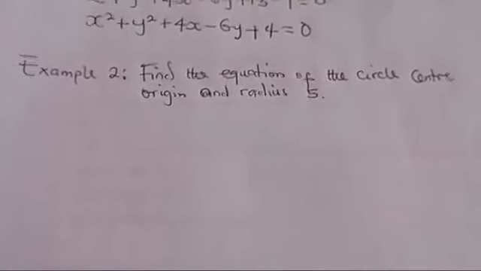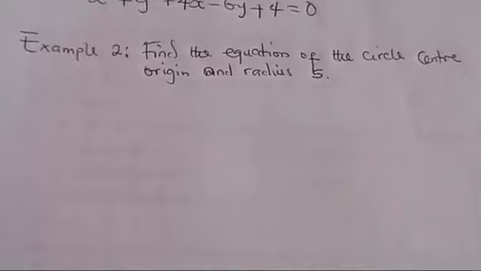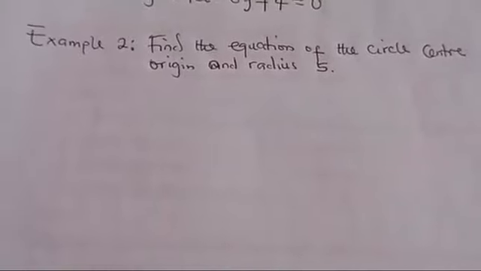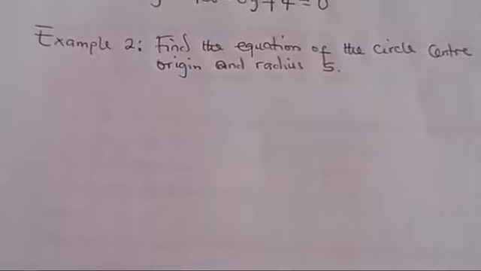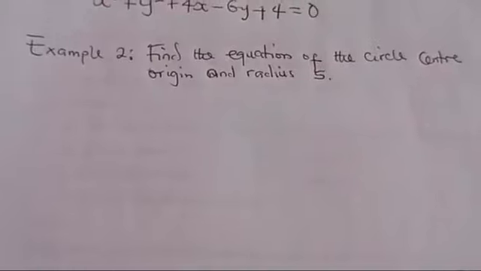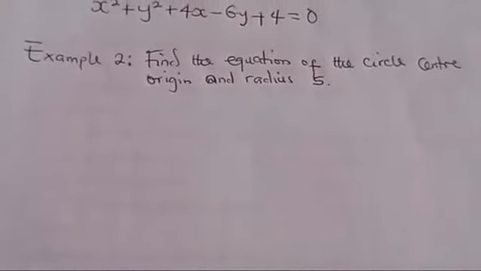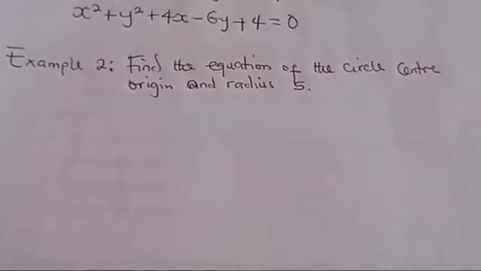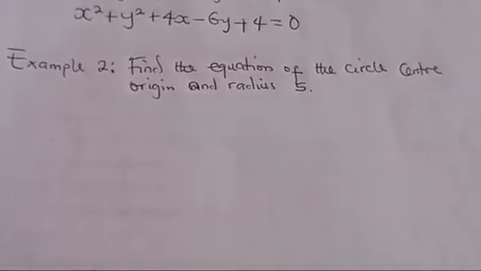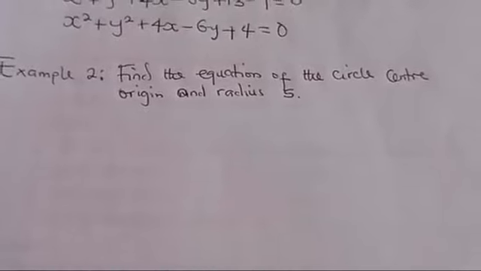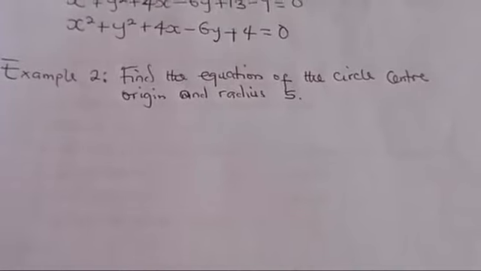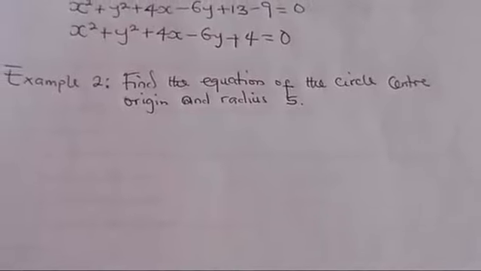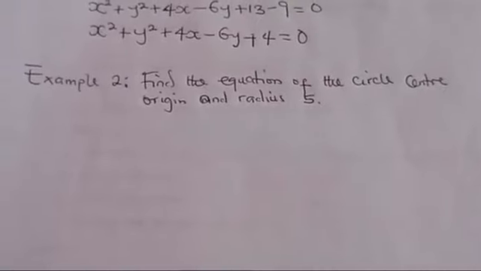Example 2. We are to find the equation of the circle with center origin and radius 5. Remember while we were looking at the introduction, we did say when the center of the circle is given to you as origin, r squared will be equal to x squared plus y squared. Whereas if the center of that circle has a coordinate other than 0, which is the origin, you will now need to also substitute as appropriate.